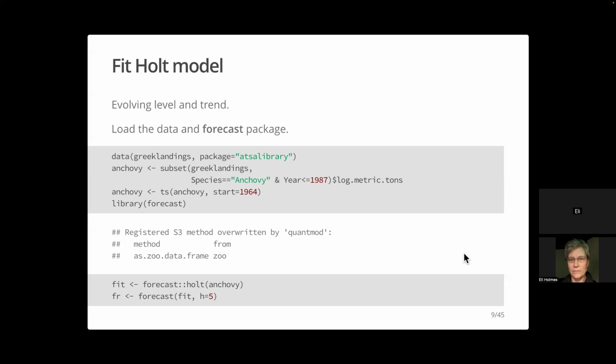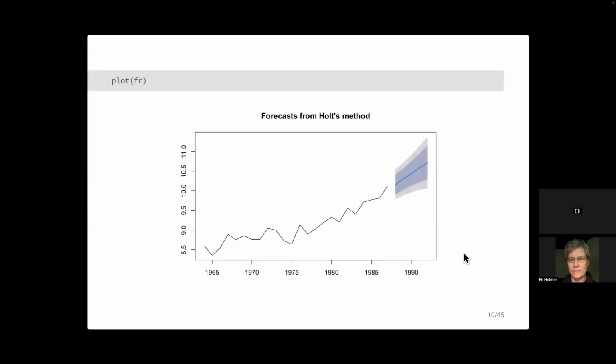The Holt model is the one where the mean level is changing, and it's going to estimate the mean level by the average of recent values. It's also going to estimate the trend, so how much it's tending to go up or down. That's also going to be a weighted estimate from the past. And then I can forecast. So let's check this out. There you go.